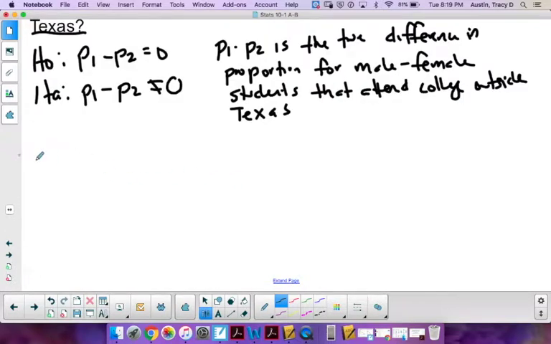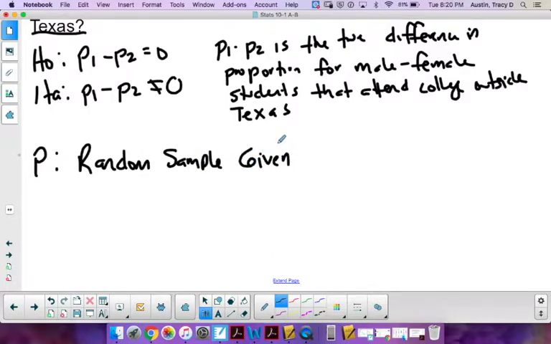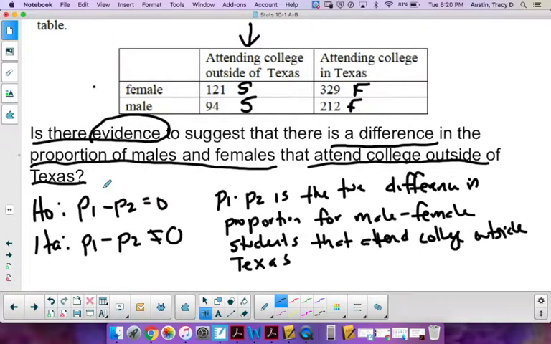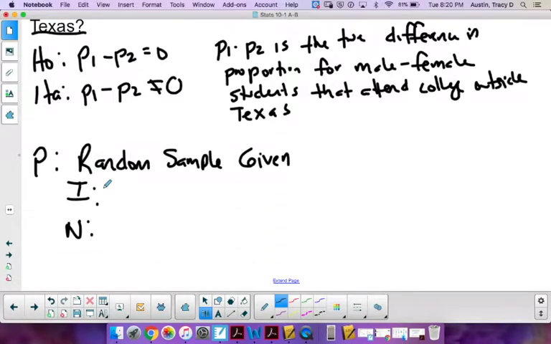All right, so plan: random sample given. It does actually say that they took a random sample. We're going to have to do a little bit of adding here to get our actual independence. So independence, 121 plus 329 would be 450. So there are more than 450 females times 10.